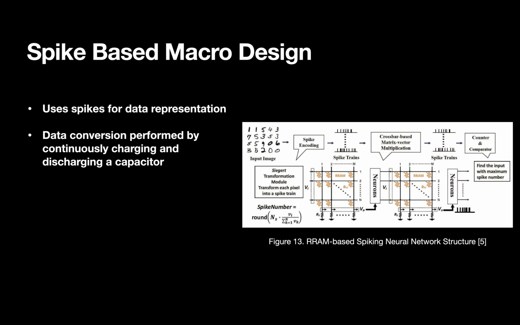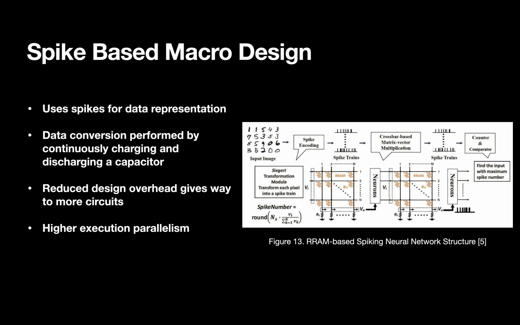Instead of using multiple sensing amplifiers, the circuit performs data conversion by continuously charging and discharging a capacitor, which requires 10 transistors and a capacitor. So due to this small requirement, more circuits can be included, leading to a higher execution parallelism and bigger throughput.